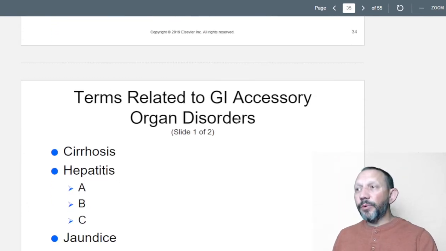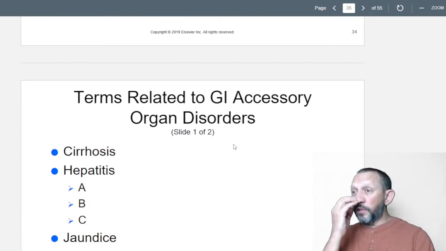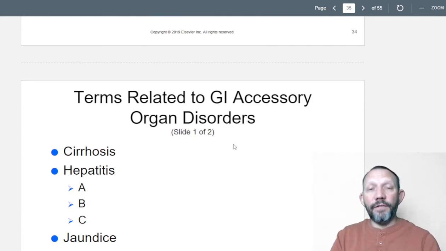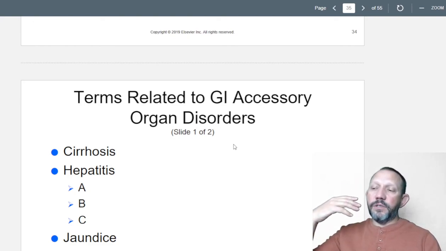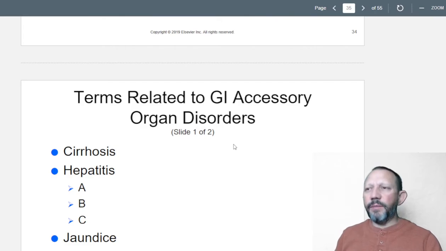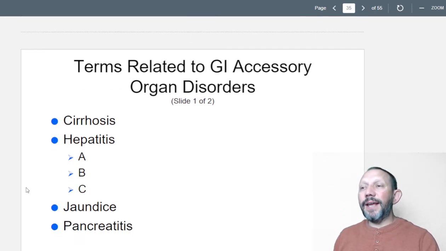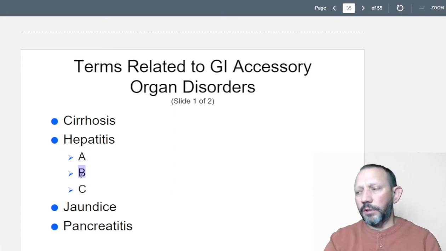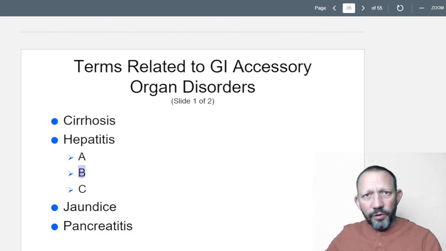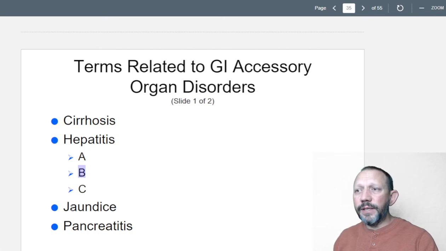Terms related to GI accessory organs. Okay, so here are accessory organs. Cirrhosis of the liver is hardening of the liver. It happens usually because of alcohol use, and you're giving a lot of tension to that poor liver. Hepatitis A, B, and C. C is chronic. A and B are from like food handling usually, and not cleaning, or being in contact with other people's fecal matter. You can get those ones pretty easy.